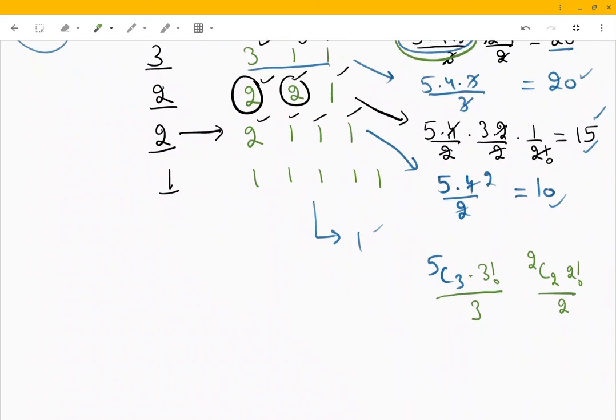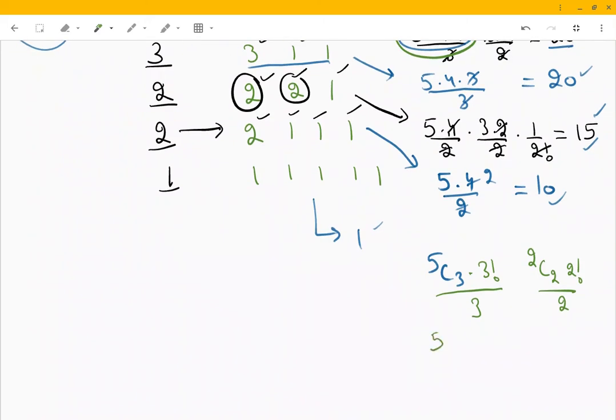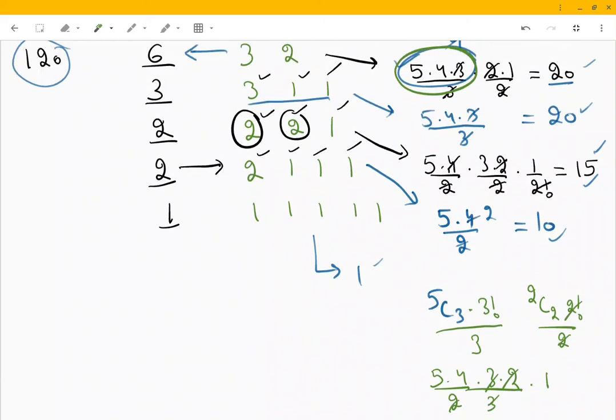Let's just do it. Should be 5 4 by 2 times 3 times 2 over 3. And this 2C2 is 1. 5 4s are 20. Is it 20? Yeah. So this is how it is done.